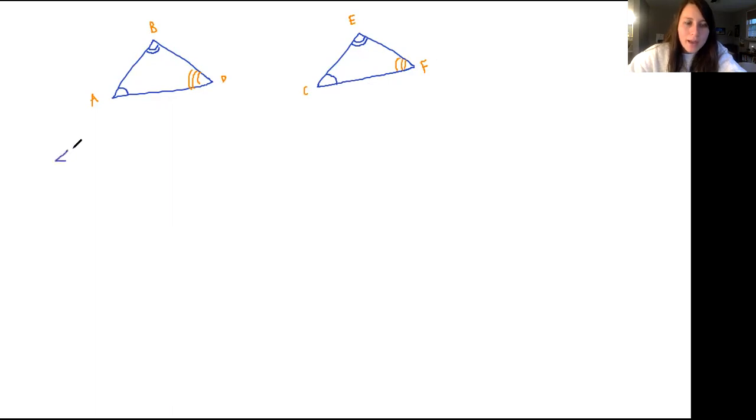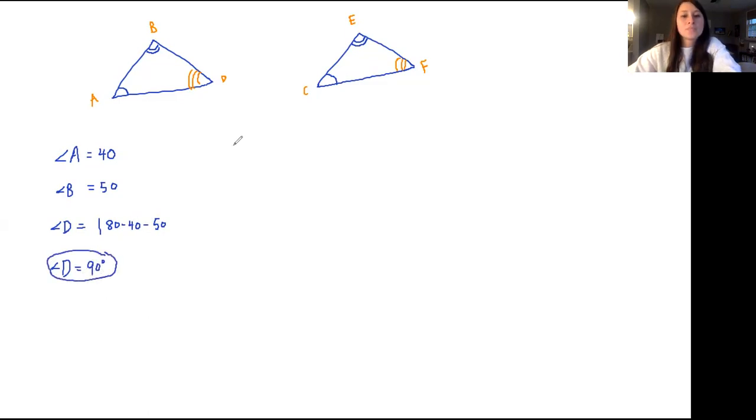So let's say angle A is 40 degrees, okay? Angle B is 50 degrees, all right? Now, the triangle angle sum theorem basically tells us all the angles added together have to equal 180 degrees. So if I were looking for angle D, then I know that that's 180 minus 40 minus 50, right? Which leaves me with 90 degrees. So angle D is 90 degrees. All right, so we just found angle D, okay?